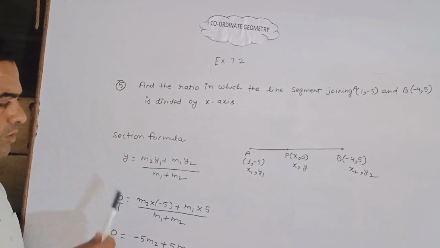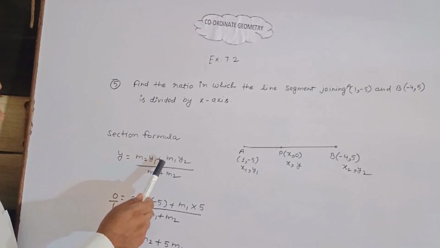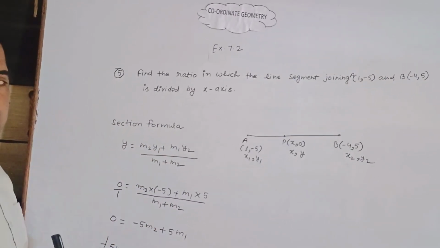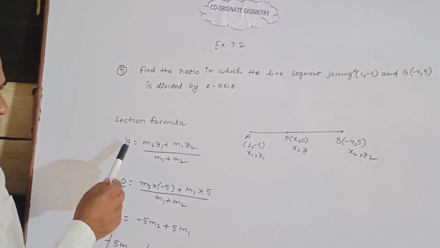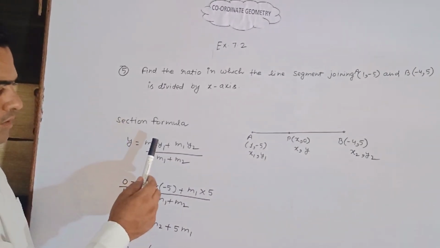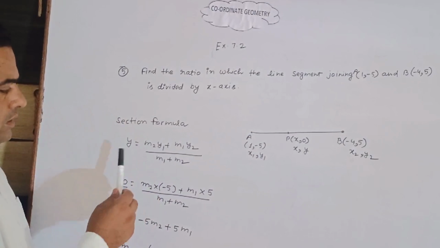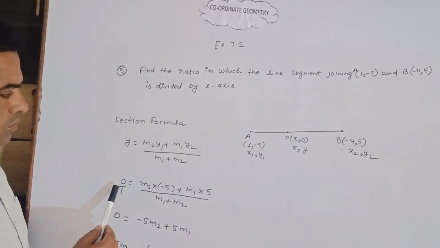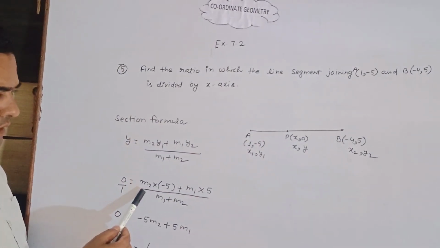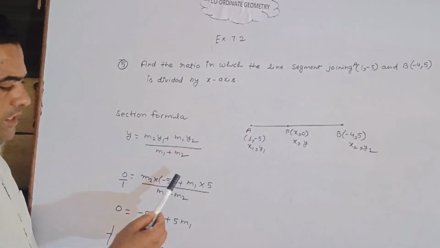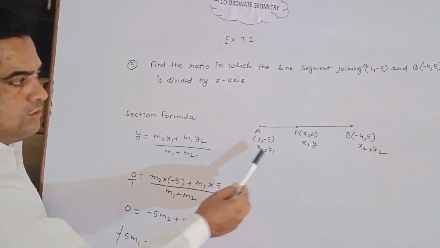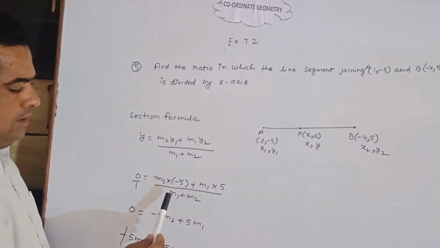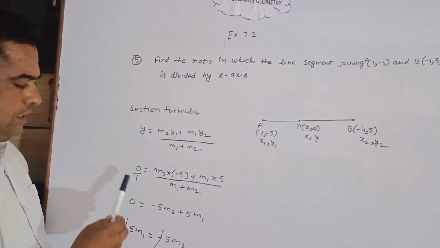Now we know the section formula: y is equal to (m2 y1 plus m1 y2) upon (m1 plus m2). Now we are putting the values of y, y1, y2, m1, m2. The value of y is 0, m2 we will write like this only. The value of y1 is minus 5, plus m1, the value of y2 will be 5, over m1 plus m2. Taking 1 in the denominator.